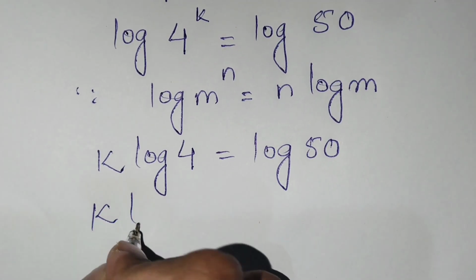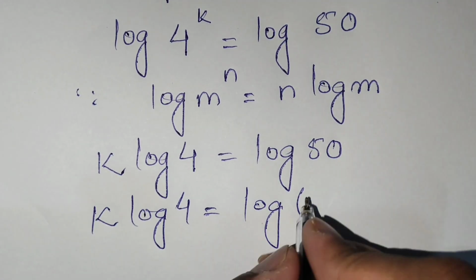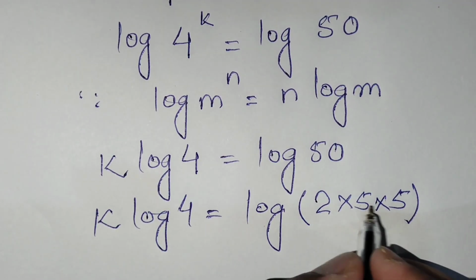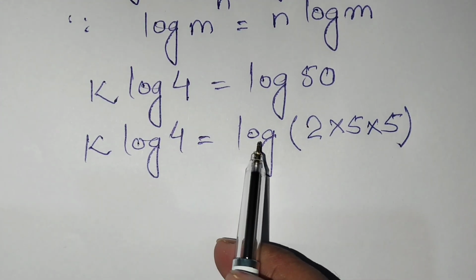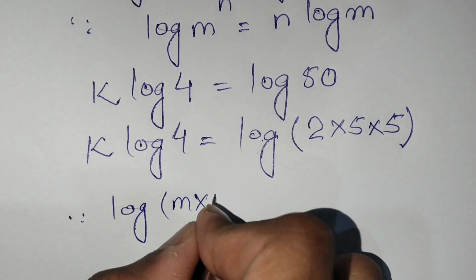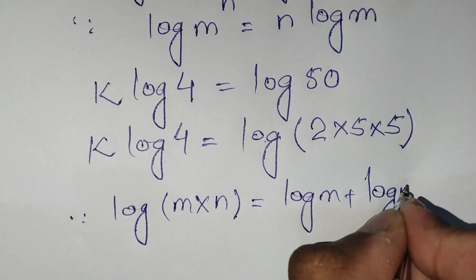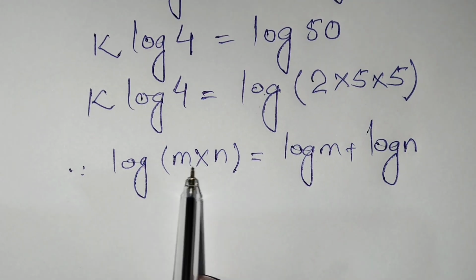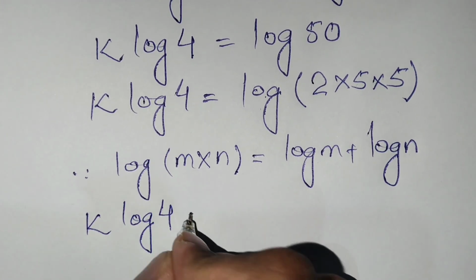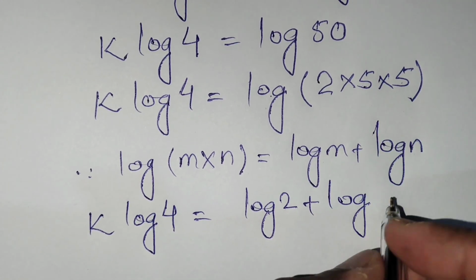We can write this as k log of 4 is equal to log of 50. 2 into 5 into 5 is 50; 2 into 5 is 10, 10 into 5 is 50. We will use the product formula: log of m times n is equal to log of m plus log of n. The same is the case for three terms. So we have k log of 4 is equal to log of 2 plus log of 5 times 5, which is 5 squared.